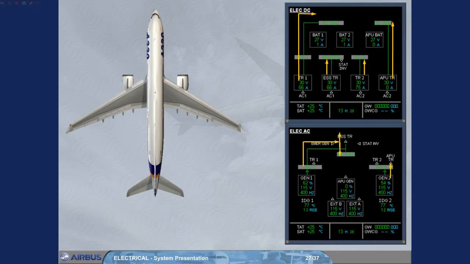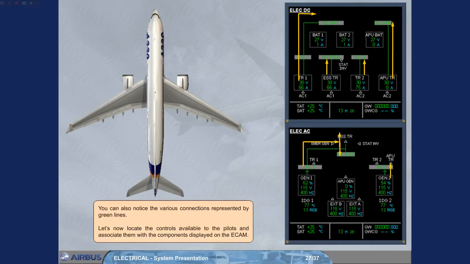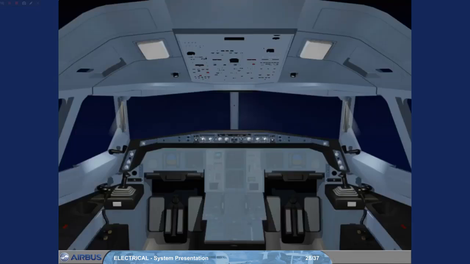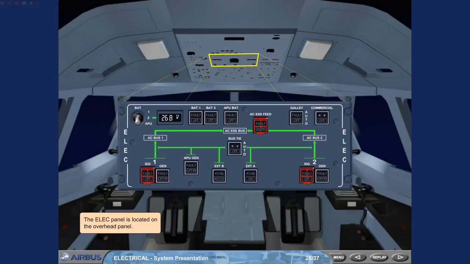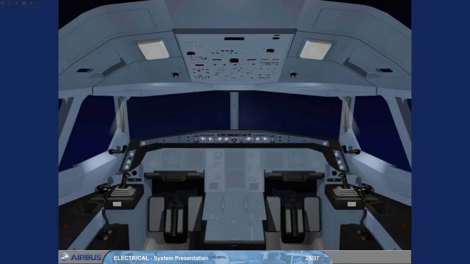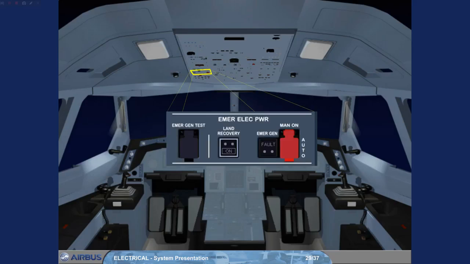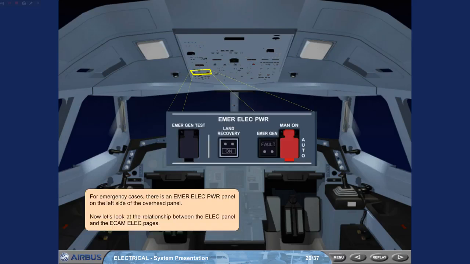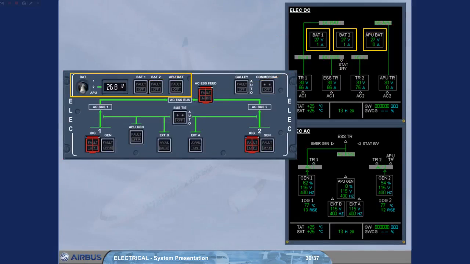Let's now locate the controls available to the pilots and associate them with the components displayed on the ECAM. The electrical panel is located on the overhead panel. For emergency cases, there is an emergency electrical power panel on the left side of the overhead panel. Now let's look at the relationship between the electrical panel and the ECAM electrical pages. The battery voltage can be monitored either on the overhead panel using the battery voltage selector or the electrical DC page.